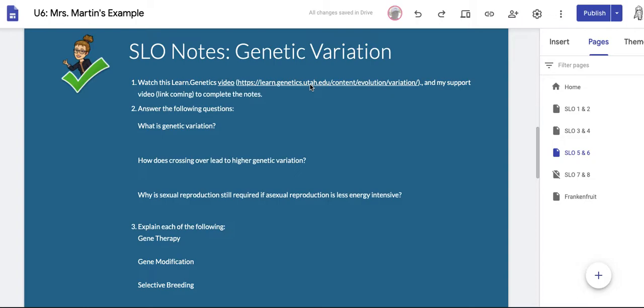We've given you a link here in learn.genetics. The video should help you fill out these notes, but I've also given you this support video to help complete your notes. We're going to explain what genetic variation is, how crossing over leads to higher genetic variation, and why sexual reproduction is still required.